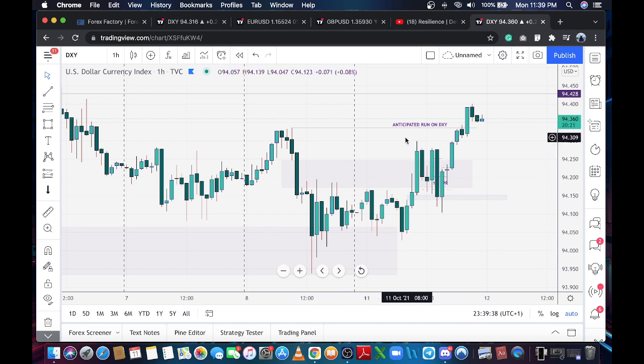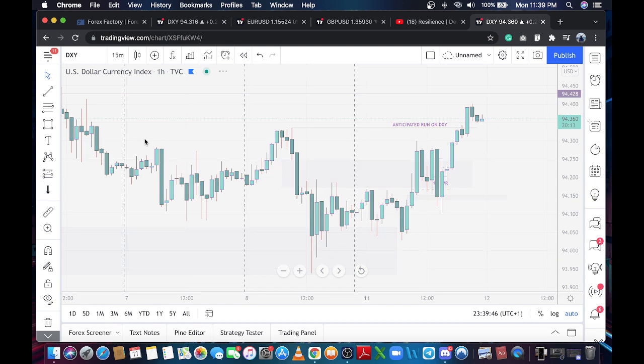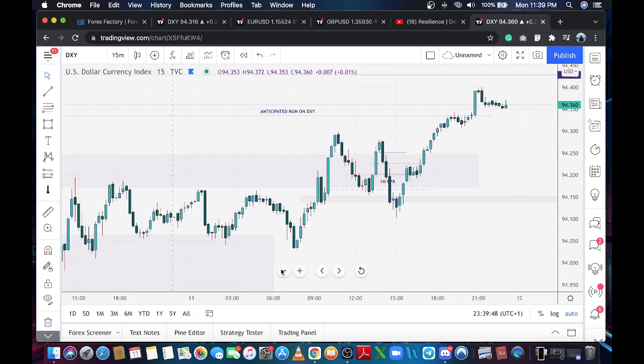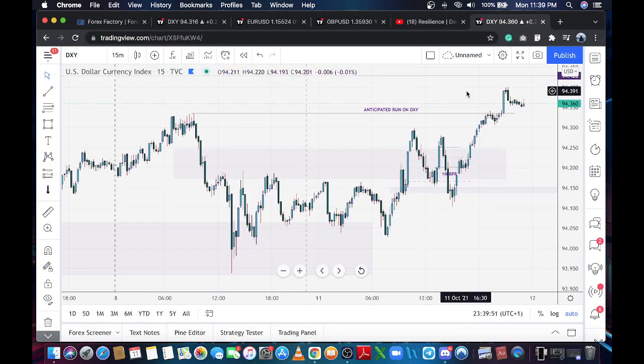I like the reaction we had off of this initially, and I saw price trade up, and I mentioned I want to see price closing with this and then trade up into this. So my anticipated run of DXY was obviously this, and that's what we're trading at right now. Unfortunately, we saw this just close and trade down with this, and that was really unfortunate.